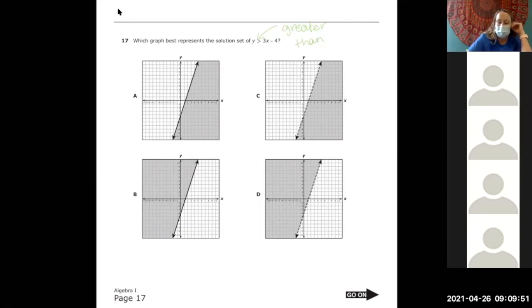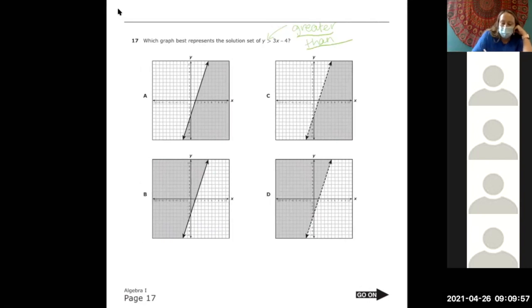So this says greater than. That's the key word, okay? These are lower values. These are higher values. We want the higher values to be shaded. It should be shaded on top because y is greater than. So we can automatically cross out A and C.